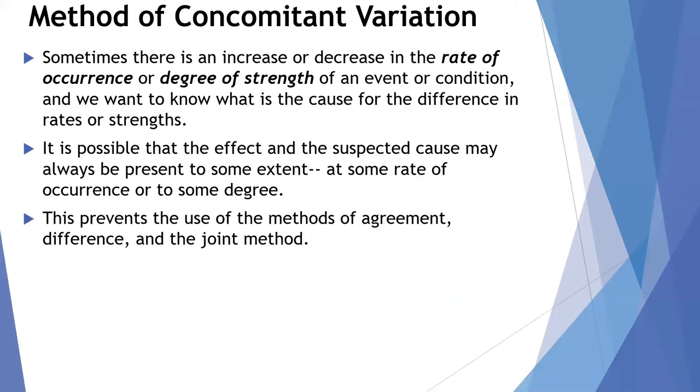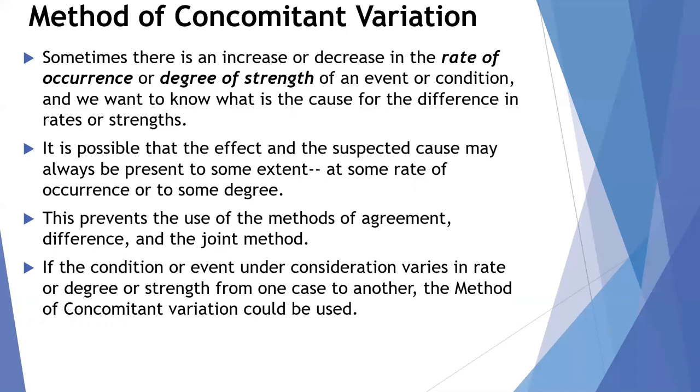And this rules out the methods of agreement, difference, and then the joint method. And we often abbreviate the joint method of agreement and difference by just calling it the joint method. So you can't use that here because the effect and the cause are always present to some extent. Now, if the condition or event under consideration varies in the rate of occurrence or degree or the strength from one case to another, this is where the method of concomitant variation can be used. This is where it might be helpful.